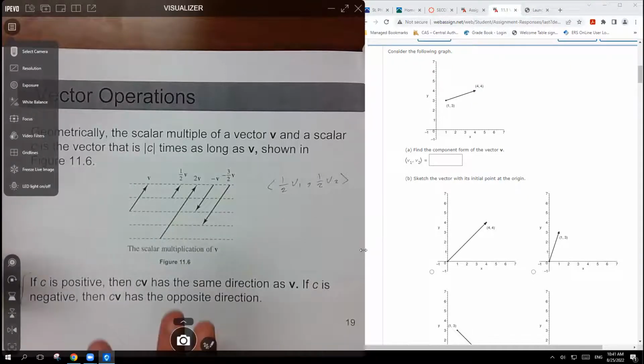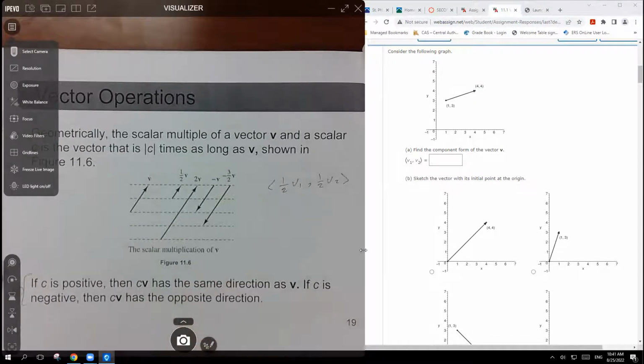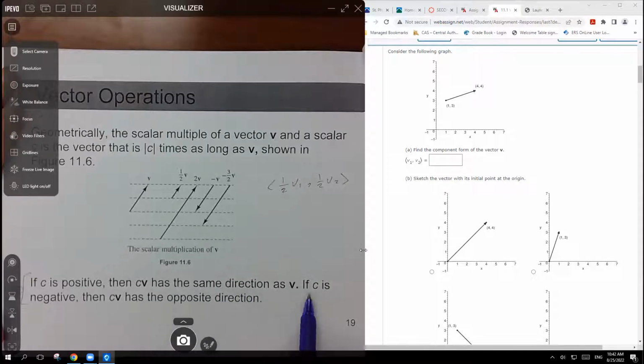This is just to show you what's going to happen to the vector. If C is positive, then the vector is going to be in the same direction, but it's going to be stretched or shrunk, staying in the same direction as V. If C is negative, it's going to be in the opposite direction. That's the only thing you have to know.